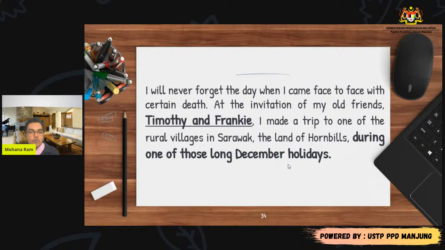"I made a trip to one of the rural villages in Sarawak, the land of hornbills, during one of those long December holidays." So at the invitation of my old friends Timothy and Frankie, I made a trip to one of the rural villages in Sarawak, the land of hornbills, during one of those long December holidays. So I've put in the idea of holiday and my friends' names to fulfill the criteria in the question: two friends and a holiday destination.